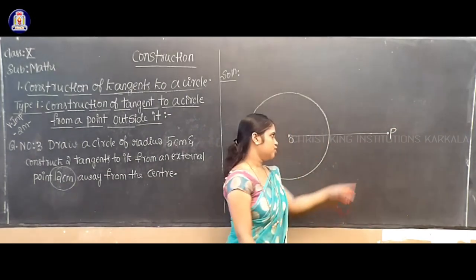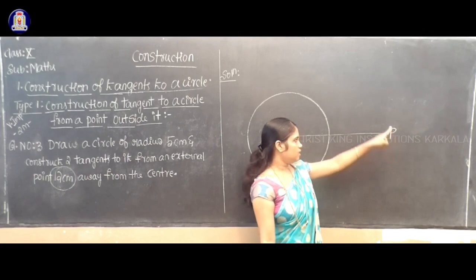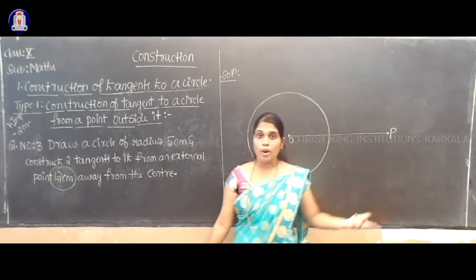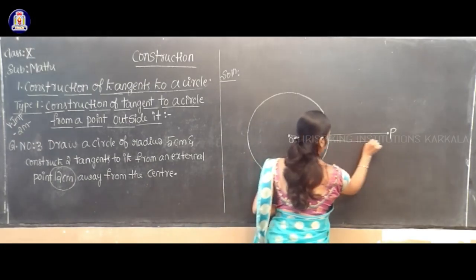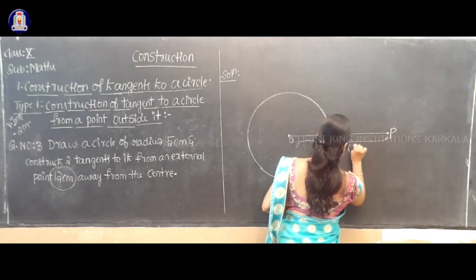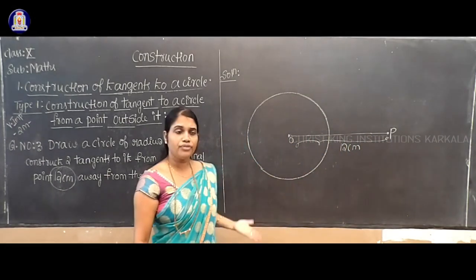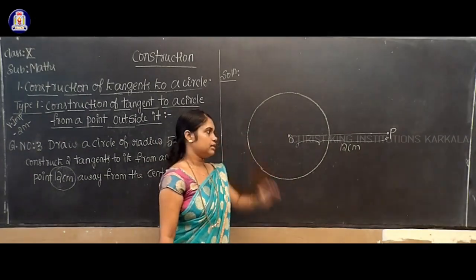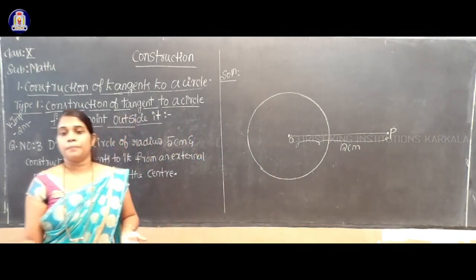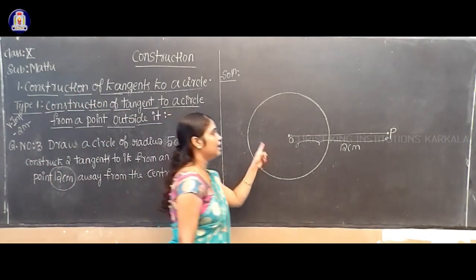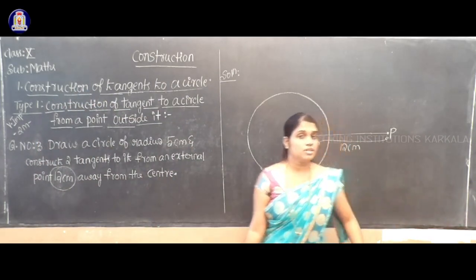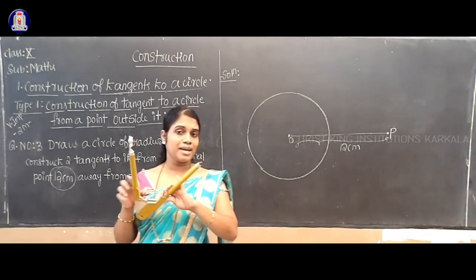Now P is your external point. This point P is at 12 centimeter, away from the center. Okay. So now what is the next step? I have to draw the perpendicular bisector of line OP. So how to construct the perpendicular bisector?